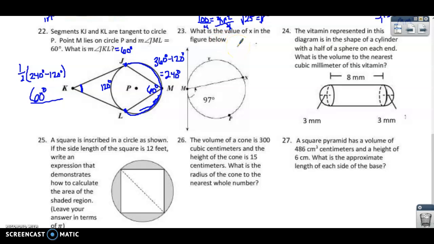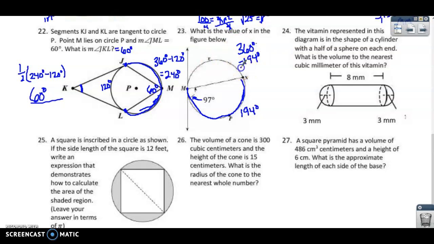What's the value of x in the figure below? Well, let's see, we've got this angle is 97 degrees. Double it, and that'll give you this arc. This arc here, I can do a better job tracing it. Let's double that. Okay, so double 90 is 180, double 7 is 14, so this is 194. Well, to get this arc over here, we would do 360 minus 194.